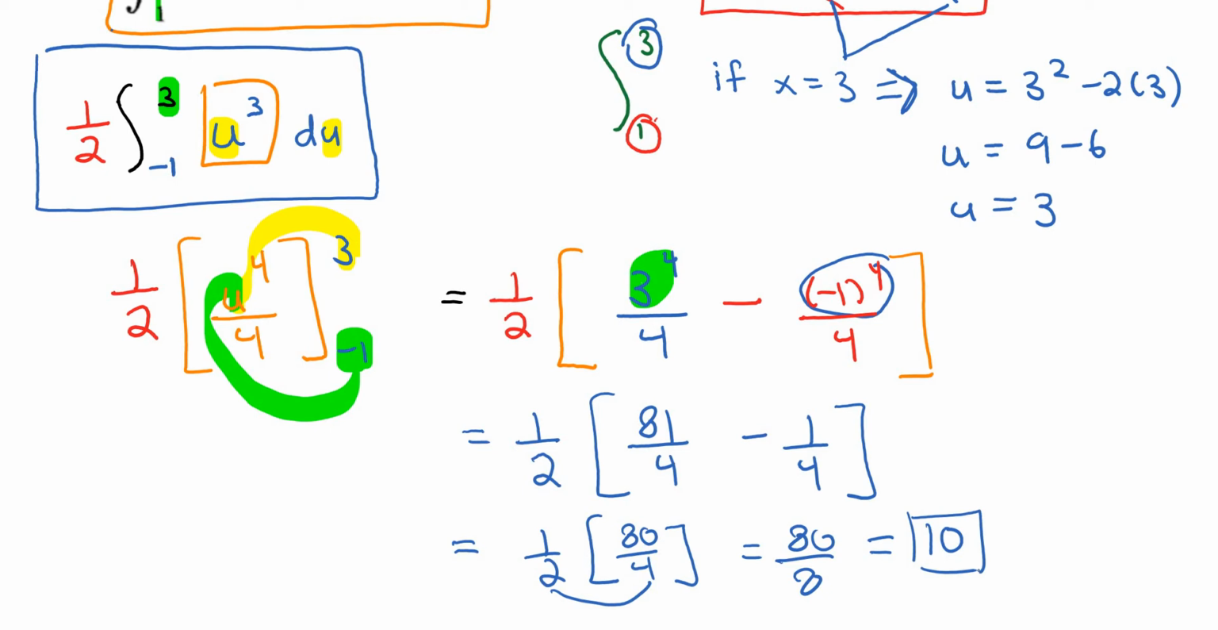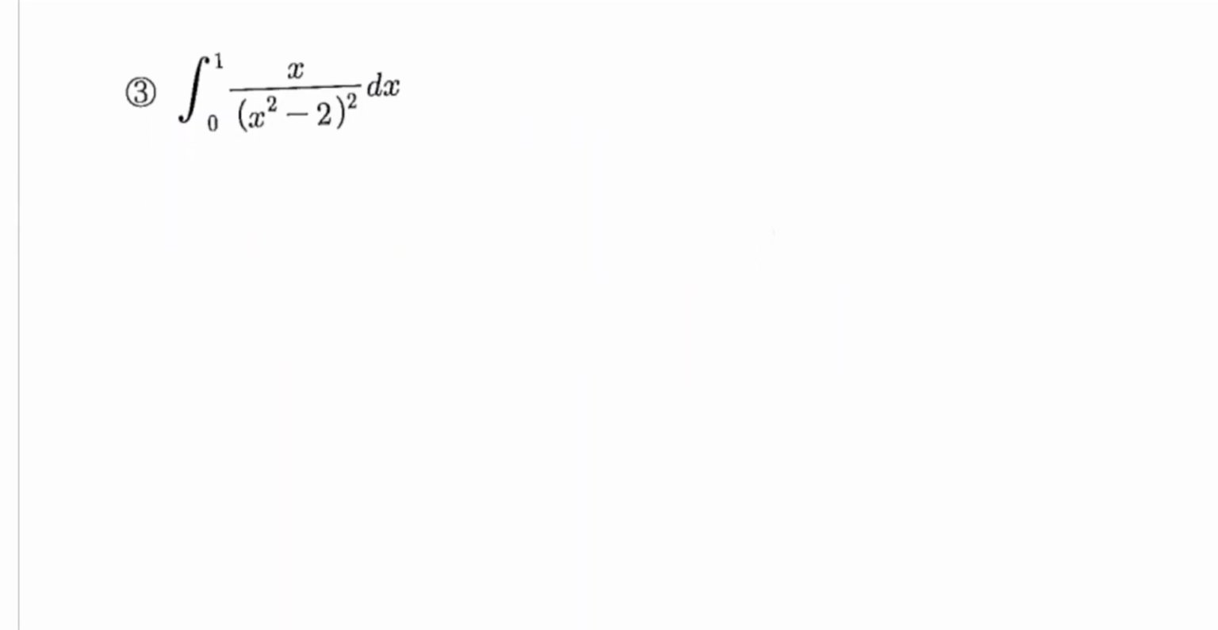And once again, when you're doing a definite integral where you have an upper bound and lower bound, you actually have a number as your final answer and not an antiderivative. Okay, so let's move on to the next one here. Okay, let's go ahead and do this one.